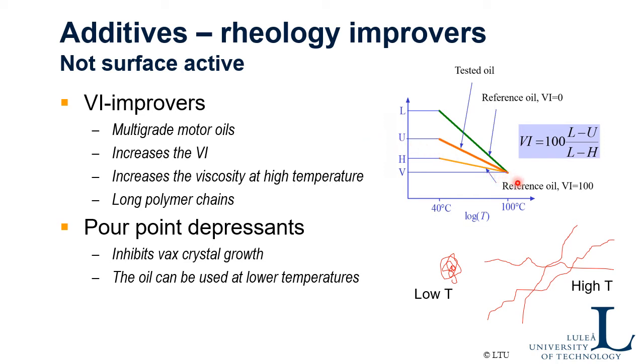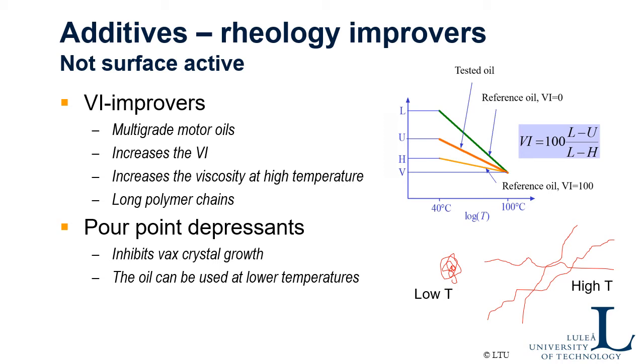There are two reference oils, one with very good, or low, dependence on temperature, and one with very poor dependence. But nowadays we have many multigrade oils with a VI higher than 100. So I would say this is a poor measure, but still it's used, and still it's named VI improvers, and the higher the number is, the better it is, because then the viscosity variation with temperature is smaller.